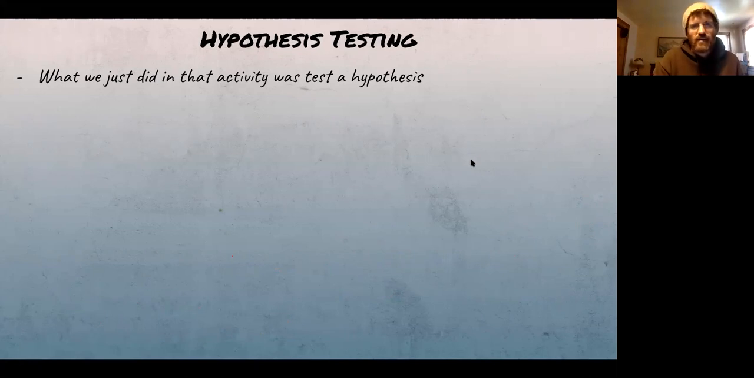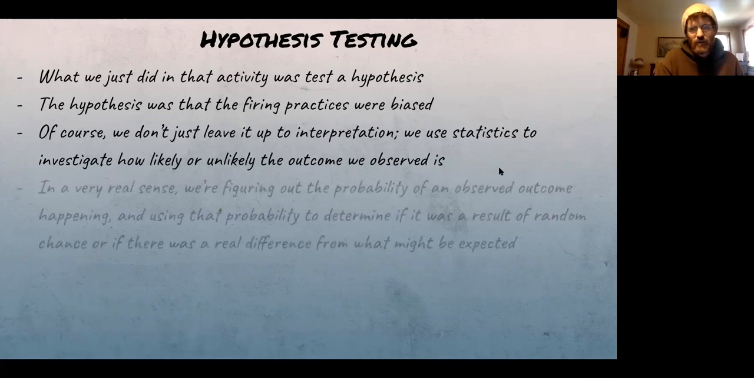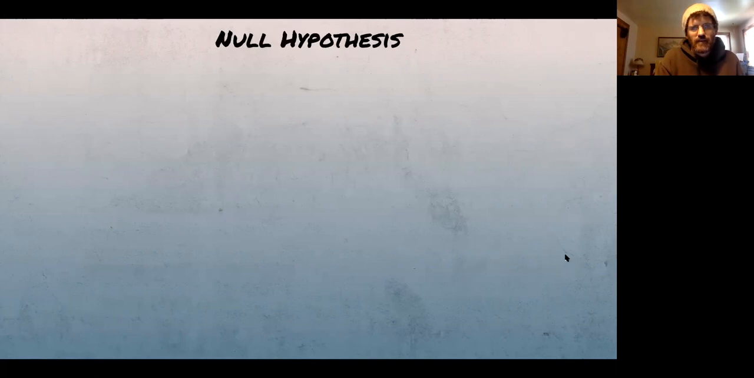Okay, what we just did was we tested a hypothesis. And the hypothesis was that firing practices were biased. And we're going to use statistics to investigate this formally. And so we'll kind of jump into exactly how that happens. So in a very real sense, we're figuring out the probability of an observed outcome happening and using that probability to determine if it was a result of random chance or if there was a real difference from what might be expected. So was that 5 out of 10 just a random thing that might have happened, or was it a sign that there was something nefarious going on? Okay, and that's kind of what that last thing said.